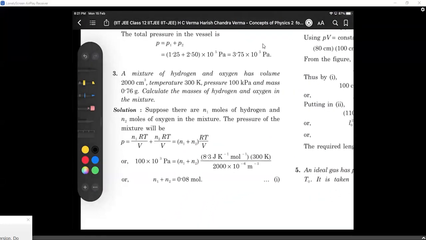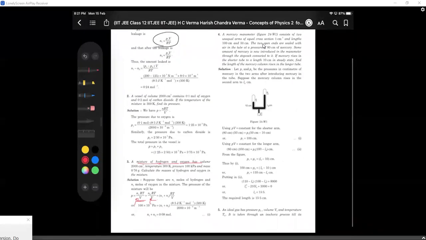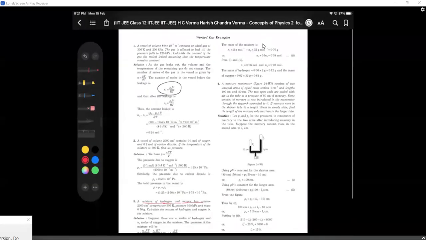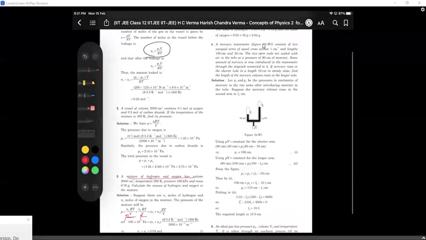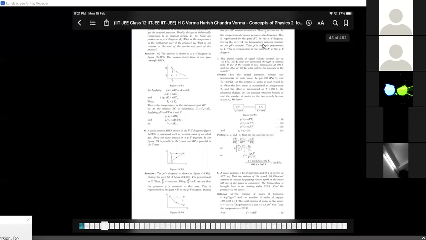Look at this question number three again. Mixture of temperatures. All they're doing is basically adding the partial pressures, P1, V1, and solving the question. Why don't you go through all these questions once? All the workload problems are really good. One, two, three, four. They're basically on the same idea, the ideal gas equation only.